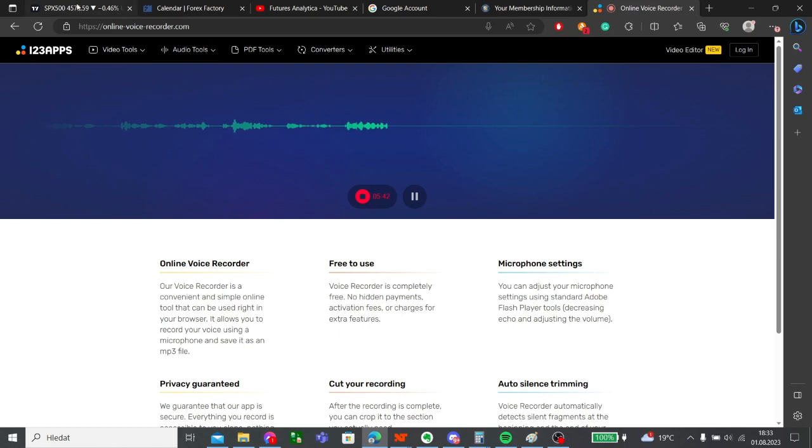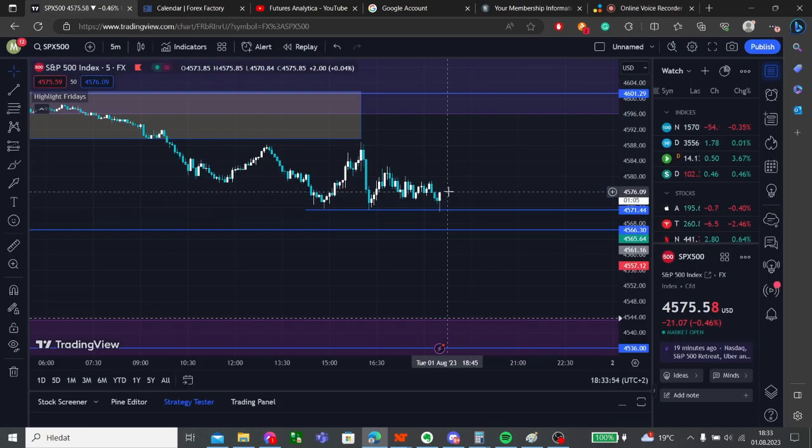But yeah, that's just an example of a liquidity sweep and some reaction to it. You can see that it was pretty strong even after 5-minute candles.